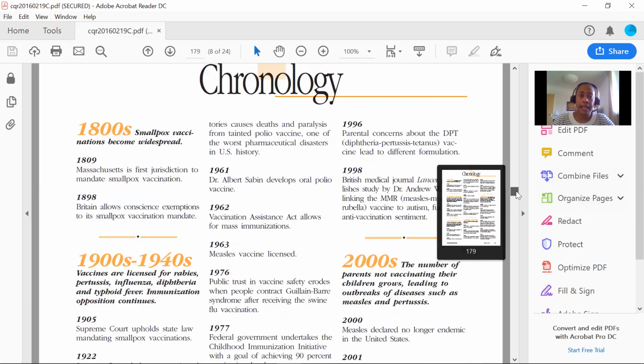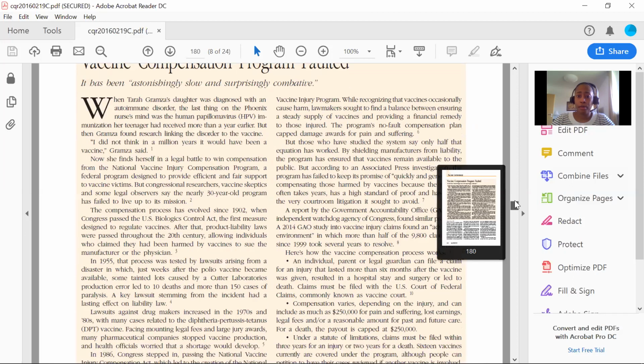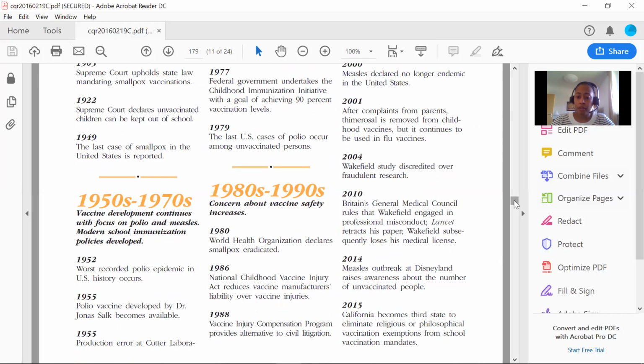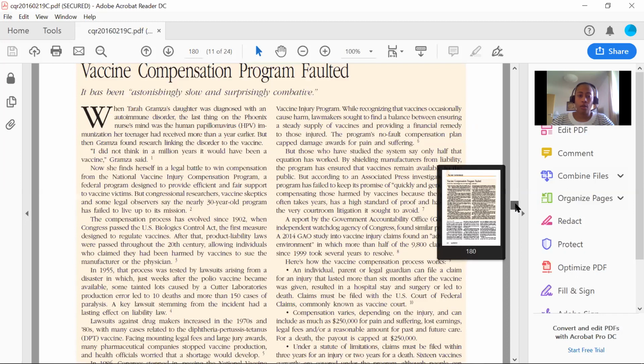It gives you the chronology, so starting at the very beginning, talking about how vaccines began back in the 1800s, and then it goes all the way up through the present. So the very last one is in 2015, California becomes third state to eliminate religious or philosophical vaccination exemptions from school vaccination mandates. So that is current as of this article. And then you would be able to go from that point to find out what's going on currently with that.